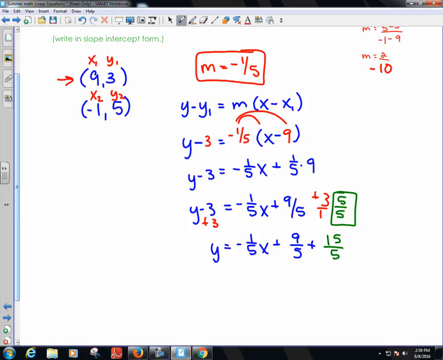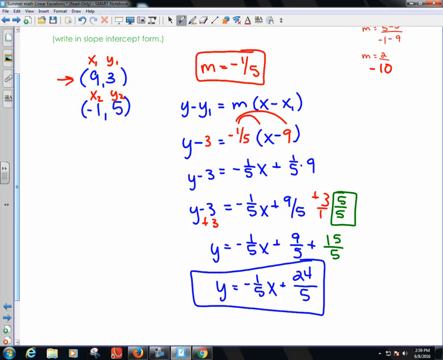And now we're going to tidy everything up. Y equals negative 1/5 x. I've got a common denominator, so my answer is going to be over 5. 9 plus 15 is 24. There is no number that goes into both 24 and 5 other than 1. This is my final answer. It wanted it in slope-intercept form, and that is the final form of the answer.